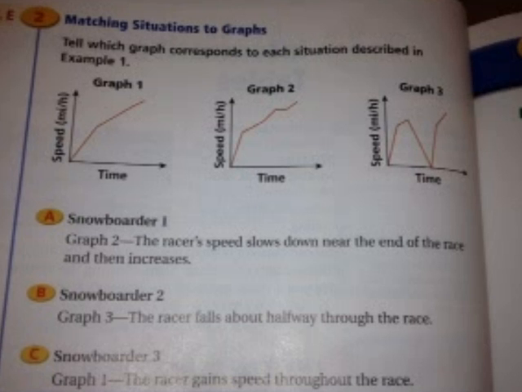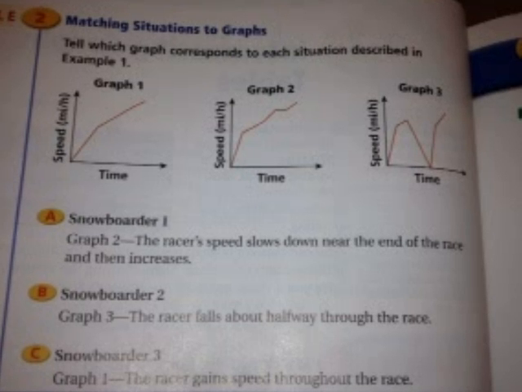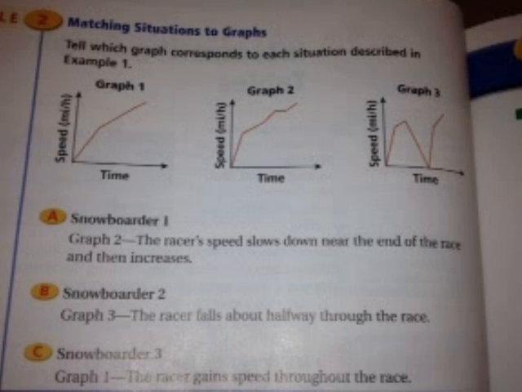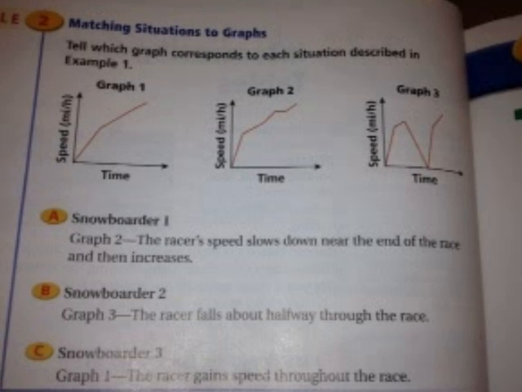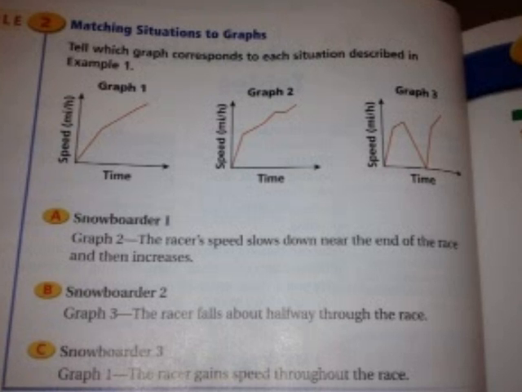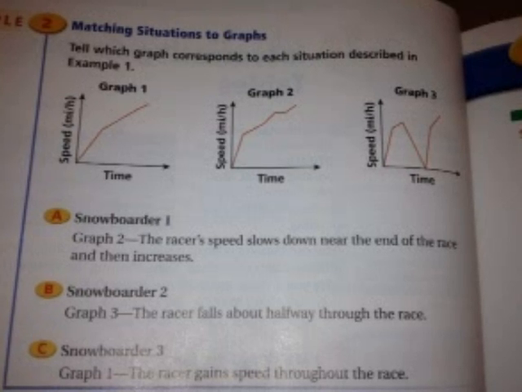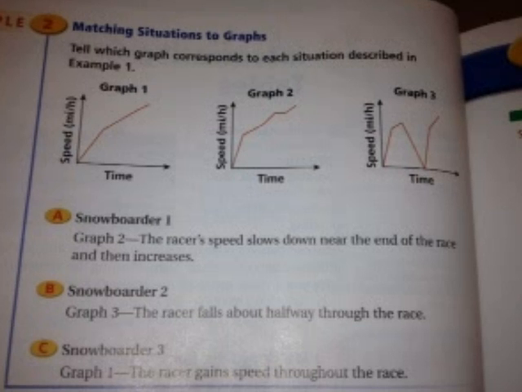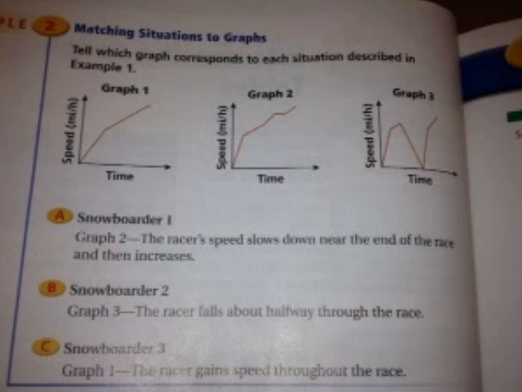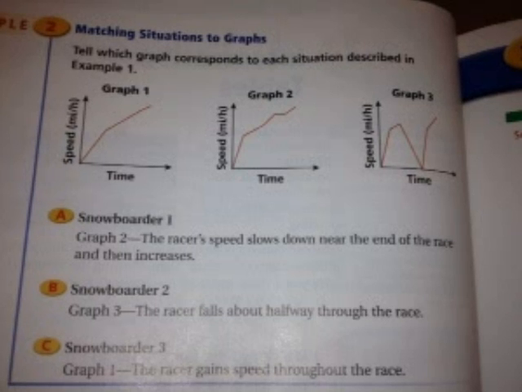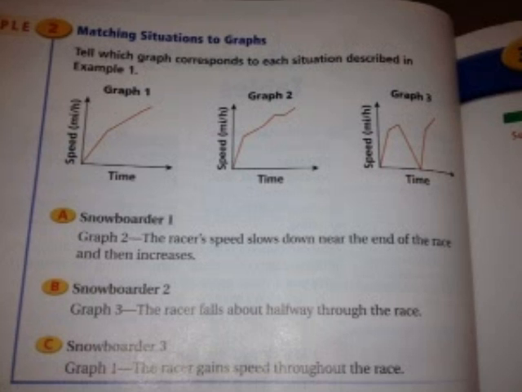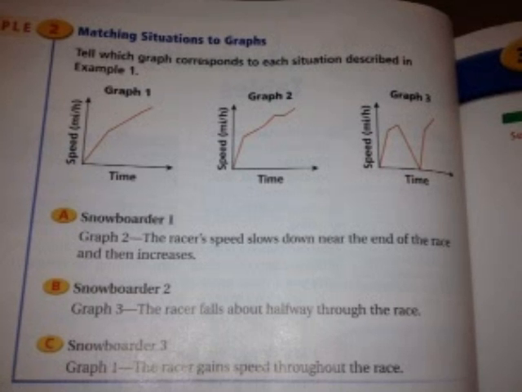And graph number 2 is actually snowboarder number 1, where we talked about how he kind of fell off a little bit, but then got back up on speed, and he stumbled a little bit and got back up on speed and eventually finished out the race great. Whereas snowboarder number 2, my bad, snowboarder number 2 fell off the bike.